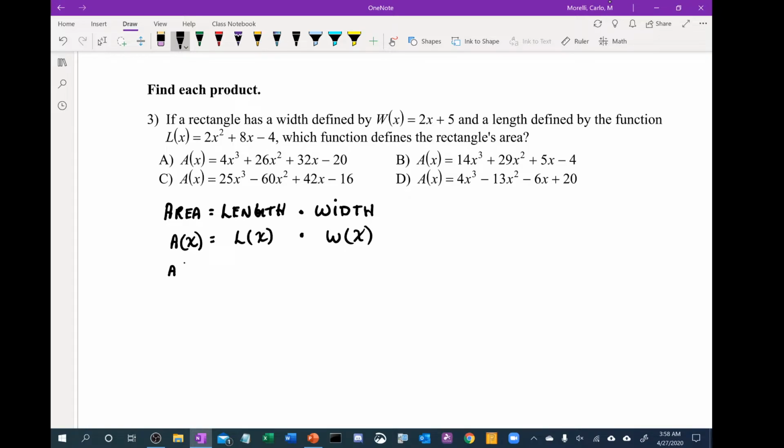So it's A of x equals, now we do know L of x. L of x is 2x squared plus 8x minus 4. So we'll write 2x squared plus 8x minus 4. Now let's put that in parentheses so we don't lose track of it. And now we're going to multiply by the width, which is just 2x plus 5. So we'll write 2x plus 5, again in parentheses. So this is where it gets super easy.